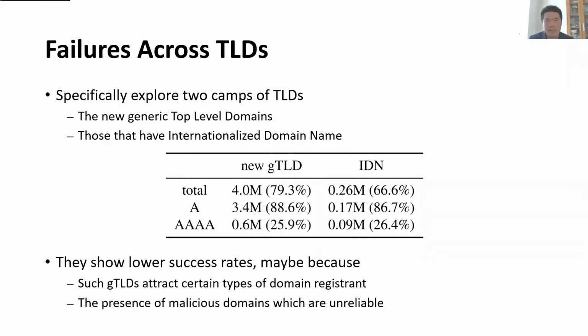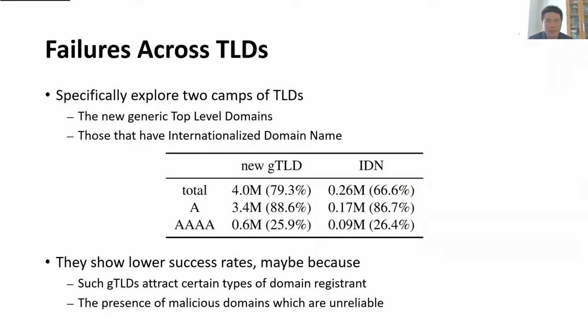Then let's have a look at the impact of top-level domains. We inspect if certain top-level domains have lower query success rates. Specifically, we explore two camps of TLDs, the new generic top-level domains and those that have internationalized domain names. This table summarizes our results. We see rather different rates of success across the domain and query types. We next focus on new TLDs and explore the possible reasons for the lower success rate for new TLDs.